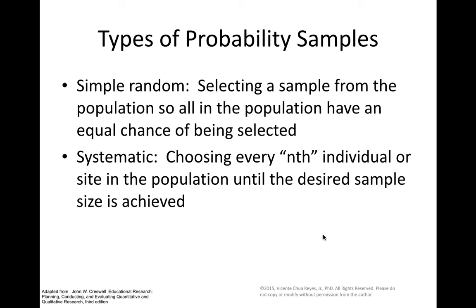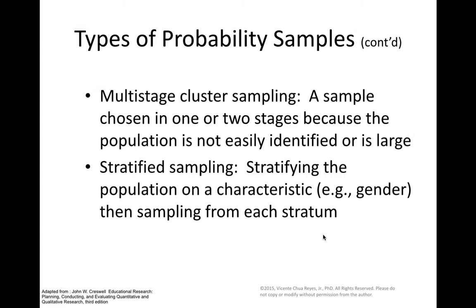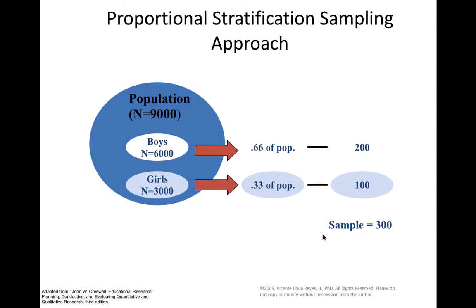Simple random, as I explained earlier, selects a sample from the population, so all in the population have an equal chance of being selected. Systematic, choosing every nth individual or site in the population until the desired sample size is achieved. Multi-stage cluster sampling, a sample chosen in 1 or 2 stages because the population is not easily identified or is large. Stratified sampling, you stratify the population on a characteristic, gender, and then sample from each stratum, as I explained earlier in the graphic.